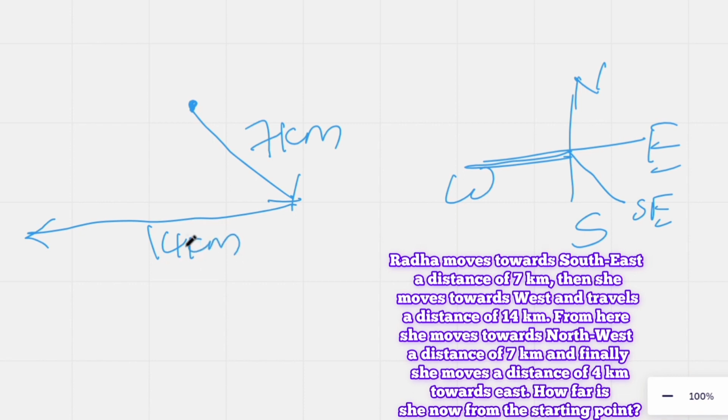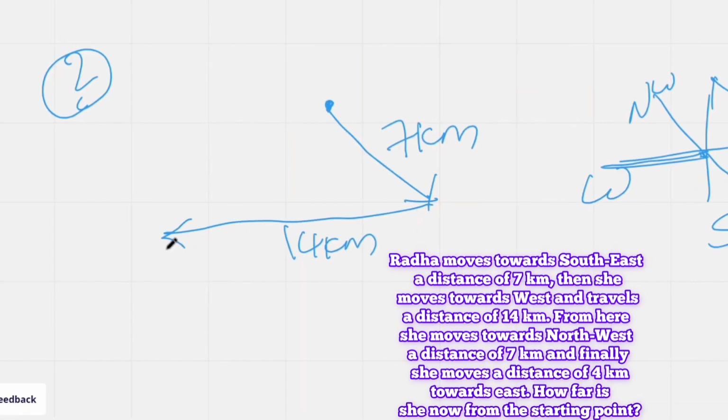14 kilometers. Okay, from here she moves towards northwest. Northwest means like this, between north and west. Okay, northwest. So she went like this, northwest. How many kilometers? 7 kilometers. Okay, so exactly it's like this. And finally she moves a distance of 4 kilometers towards east. East is nothing but this one. So like this. She moved like this for 4 kilometers.